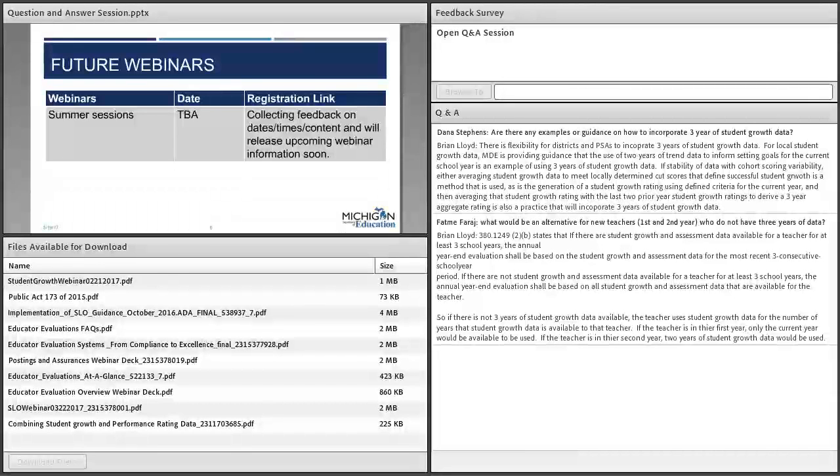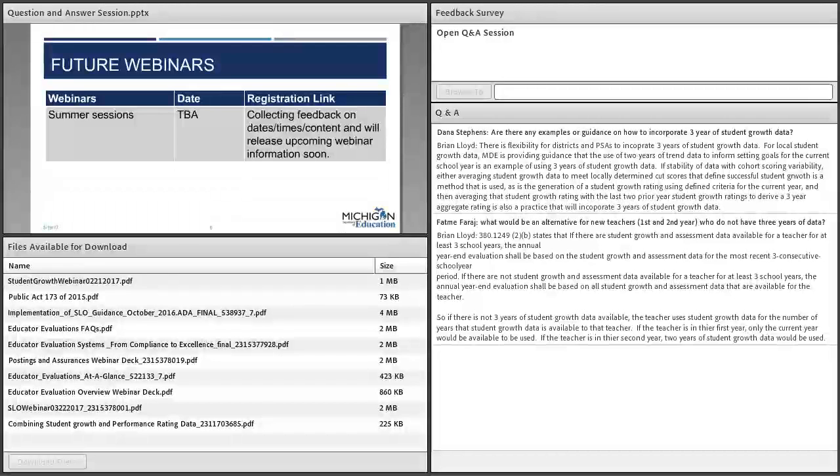B, that states if there's student growth data, assessment data for at least 3 years, the annual year-end evaluation shall be based on the student growth and assessment data for the most recent three consecutive school year period. If there is not student growth and assessment data available for a teacher for at least 3 school years, the annual year-end evaluation shall be based on all student growth and assessment data that are available for the teacher.